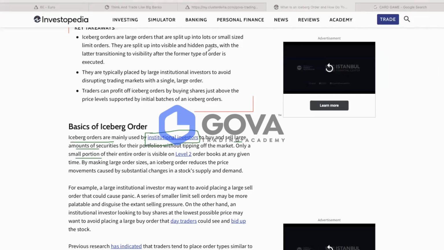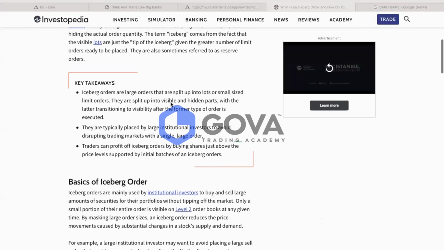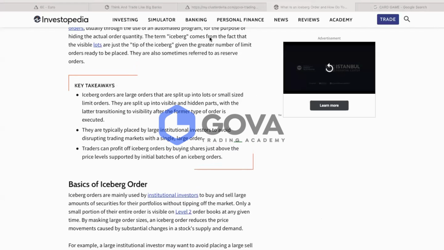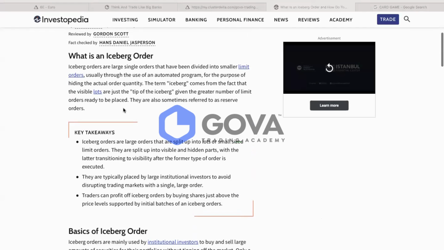Now there's a word I'm trying to look for, where it says hide. Okay. Can you see here? It says that big banks usually place large orders to avoid, no, that's not it. They usually hide the details of their transaction using the iceberg method.